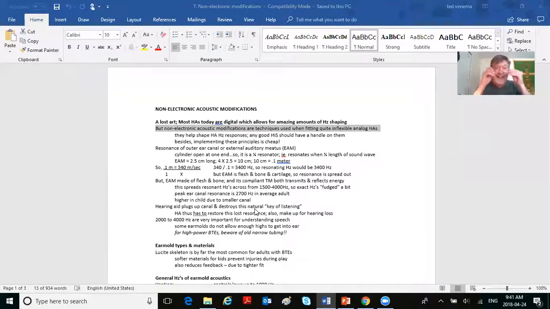Okay, share screen again. That was a little show and tell. All right. Now, read with me carefully because this involves some acoustics from earlier in the semester. Non-electronic acoustic modifications are ways of shaping the frequency response, like I'm highlighting in gray. Any hearing instrument specialist should have a good handle on these because implementing these principles is cheap. It doesn't involve any electronics of the hearing aid.